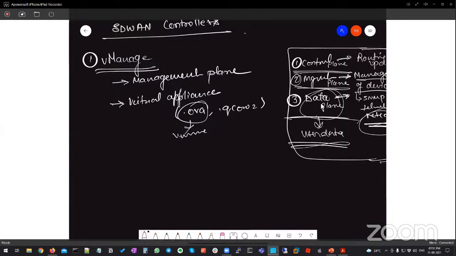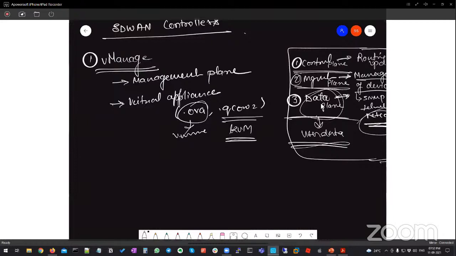What other vendors do you have? You have Red Hat and all that stuff. So whatever virtualization solution is present, you can put it in that. And QCOW is for your KVM type of emulating environments.